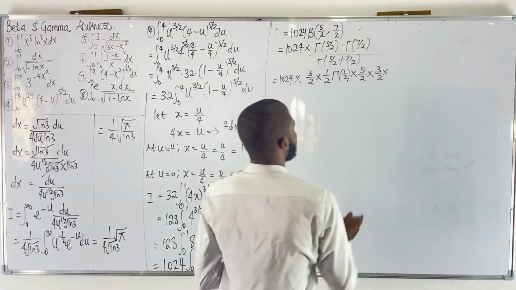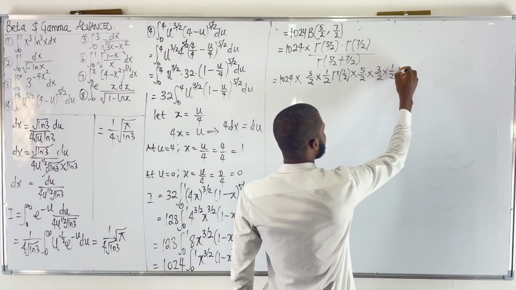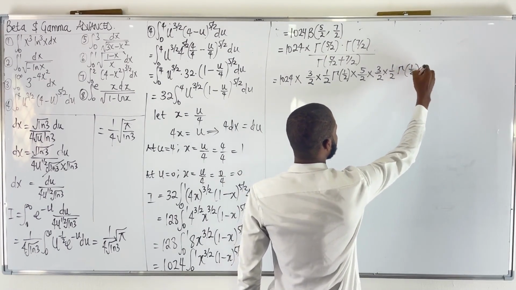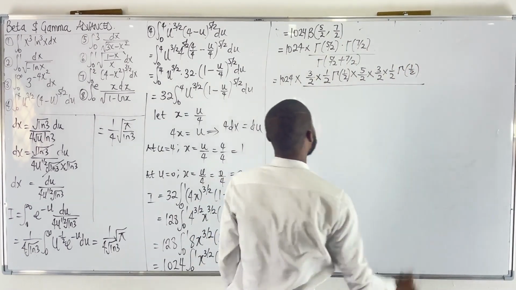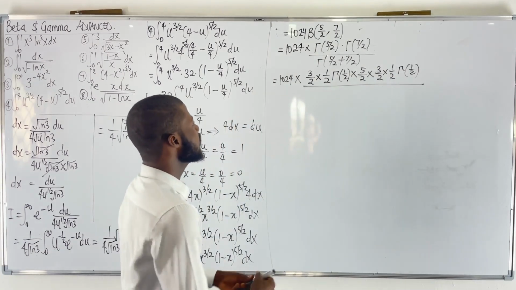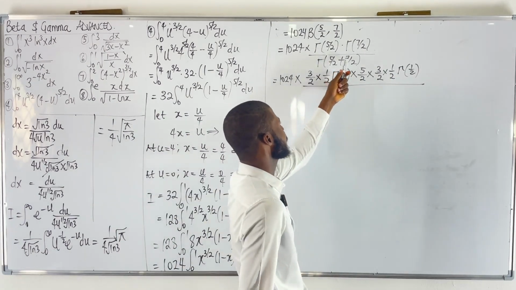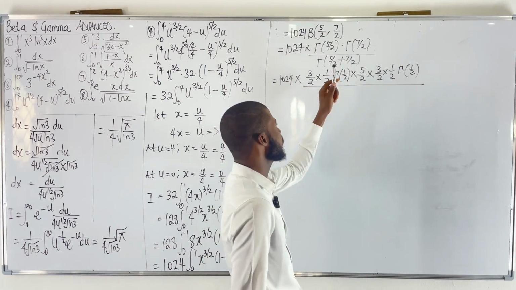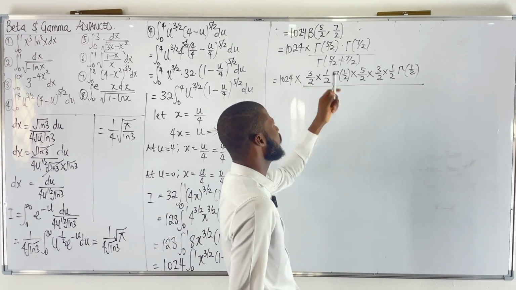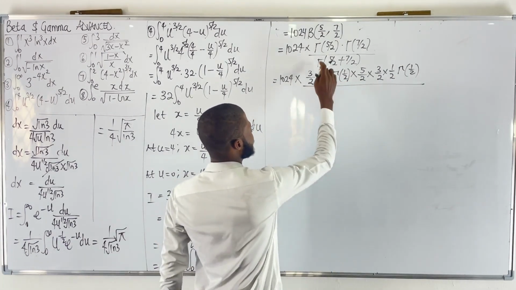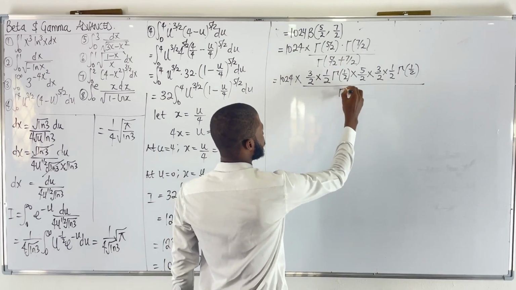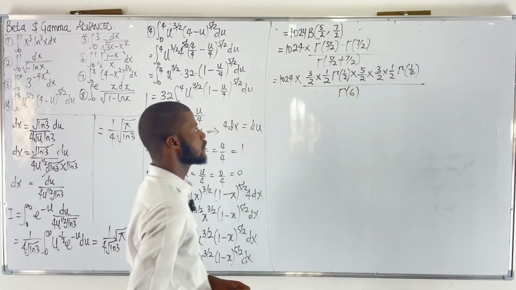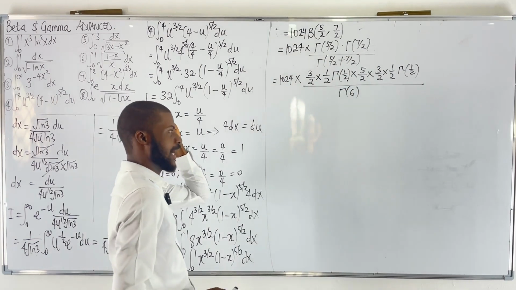Okay. And then 1 over 2 gamma 1 over 2 divided by, now this denominator here, 5 plus 7 is 12. 5 plus 7 is 12. Then 12 over 2, that's 6. So this is the gamma of 6. Gamma of 6. Okay, now let's multiply.